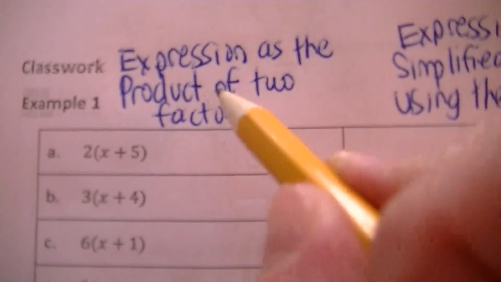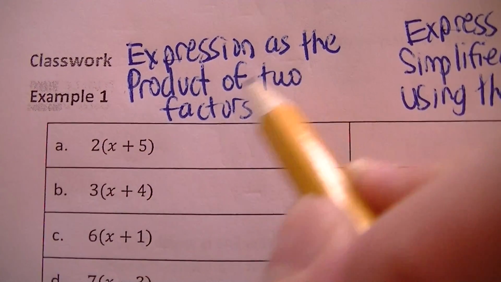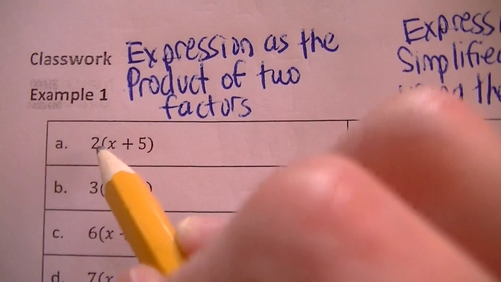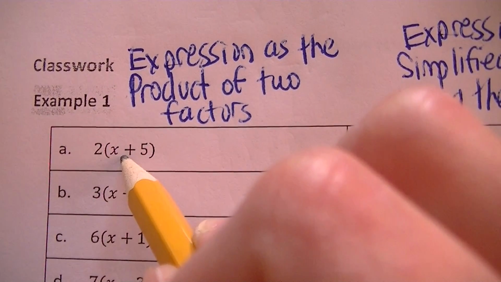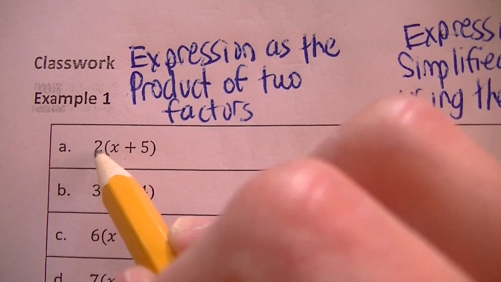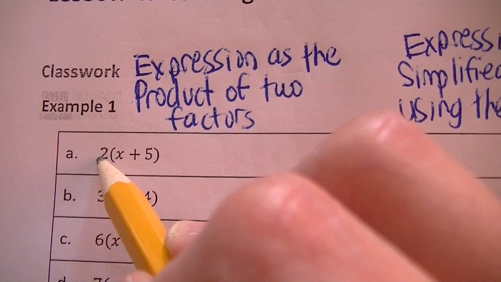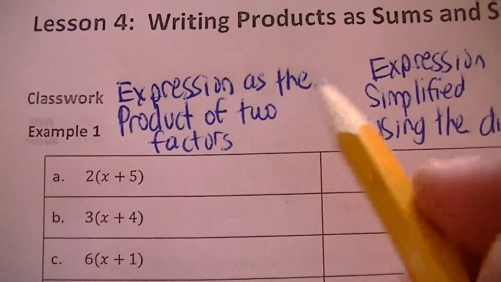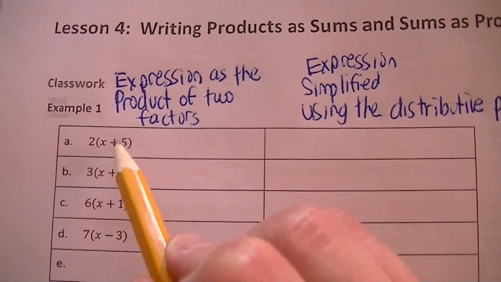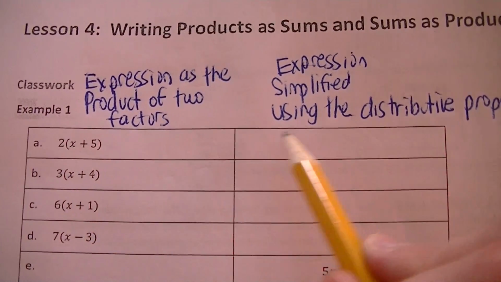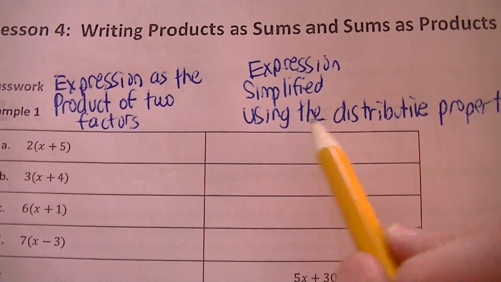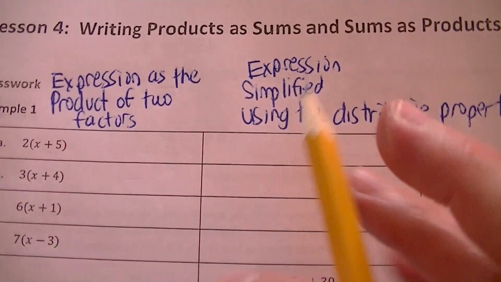So in this column, this expression is written as the product of two factors. Okay, so here's a factor, here's a factor. It's multiplication, so that's why this is a factor and this is a factor, okay? But in this column, you're supposed to take this expression as a product of two factors and make the expression simplified using the distributive property.